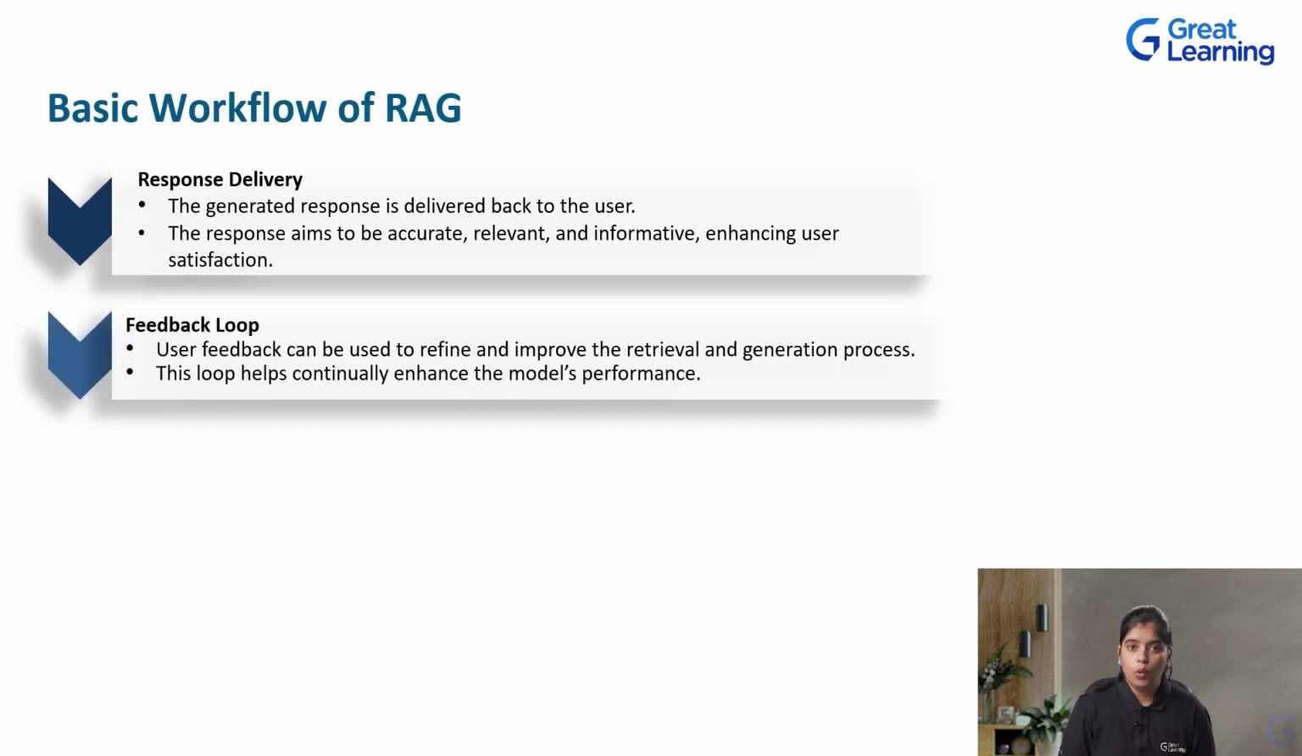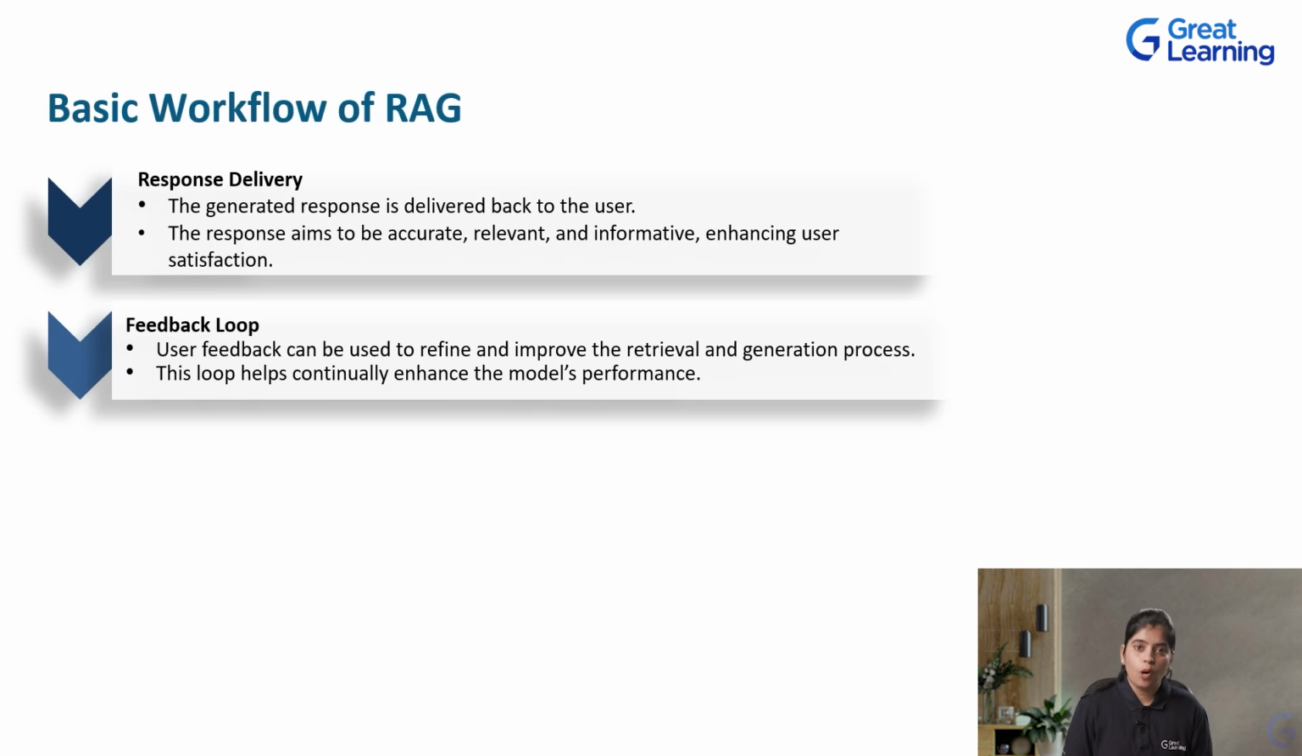Next is the feedback loop. Here user feedback can be used to refine and improve the retrieval and generation process. At last, it is also a process. Sometimes the model can miss something. It tries to give you an accurate response, but sometimes we may miss something. So what does this feedback loop do? When the generated response is delivered to the user, the user gives feedback on where we can improve and refine it more.